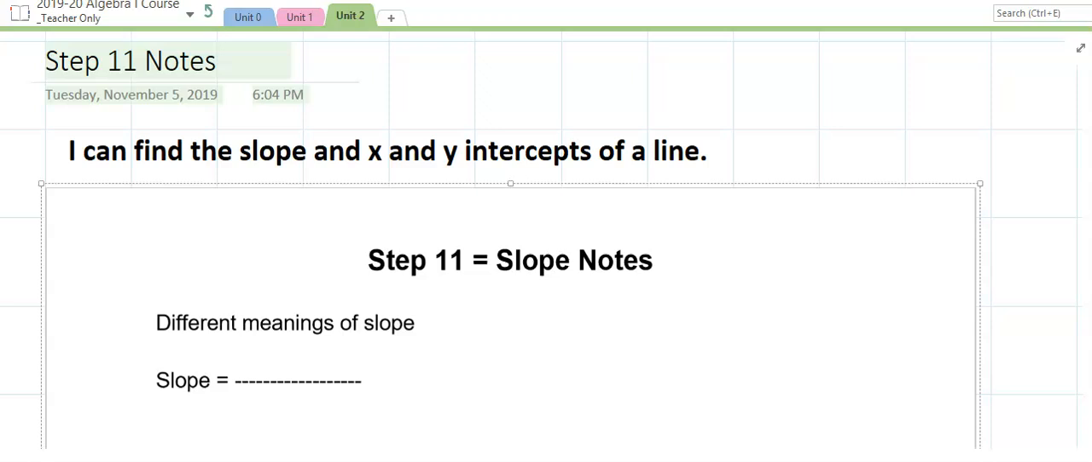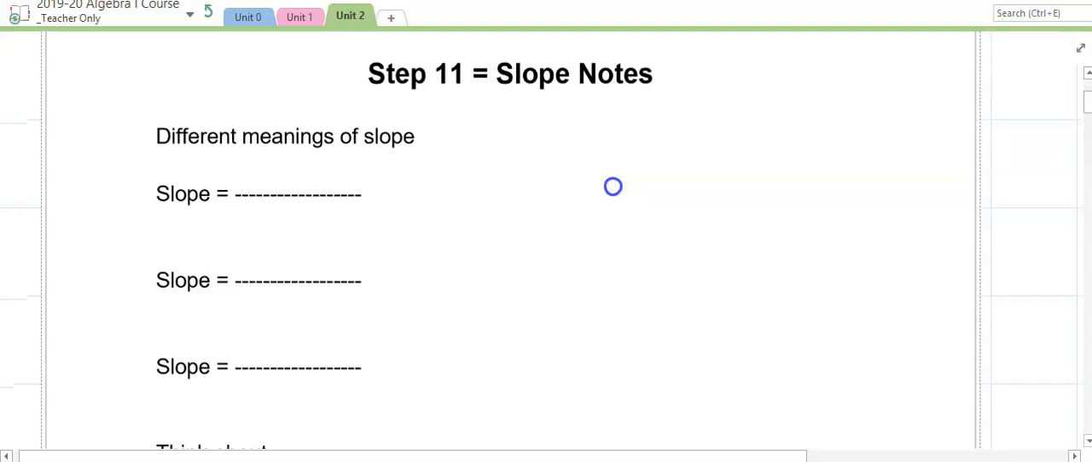In step 11, we're going to practice finding the slope and x and y intercepts of a line. Step 11 can kind of be divided into two sections, the slope section and the intercepts section. So I've chosen to record these into two separate videos so you can keep the topics separate and not get them too mixed up. Let's talk just about slope to start with.